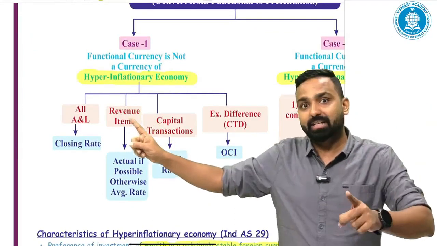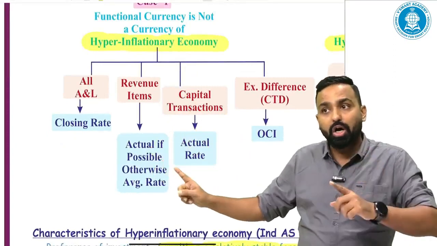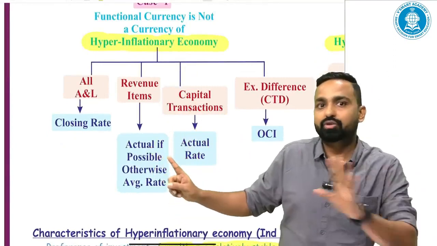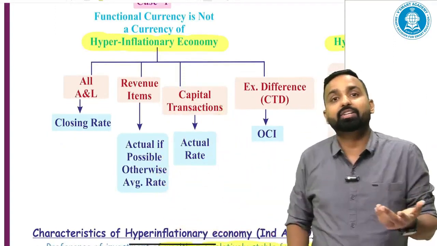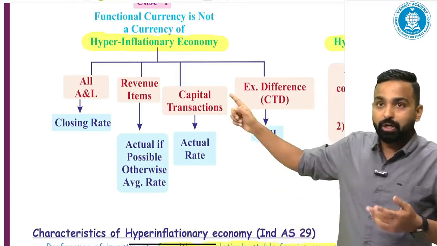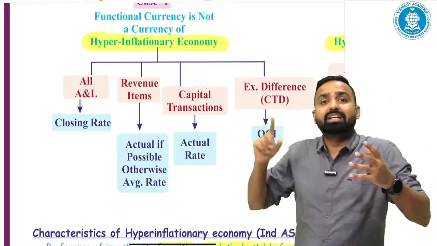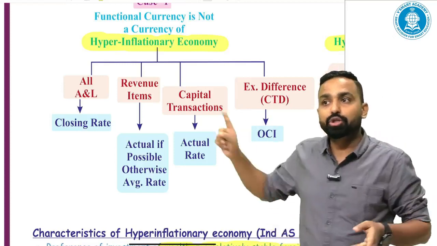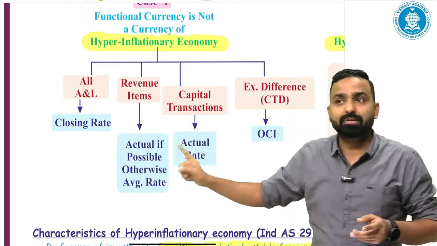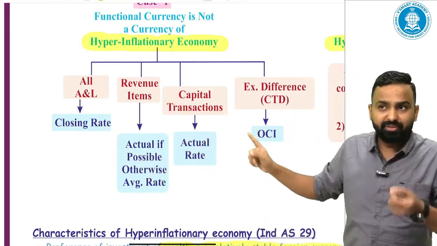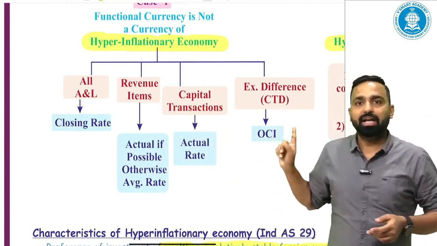Second, all the revenue items like incomes and expenses are to be translated either at the actual rate or the average rate if the actual rate is not possible. So the actual rate if possible, otherwise the average rate. Capital transactions, meaning capital expenditure or loans taken, are very low in quantity, so you can take the actual rate. Assets and liabilities: closing rate. Revenue items: actual rate if possible, otherwise average rate. Any capital transaction during the year: actual rate. Exchange difference is transferred to OCI.